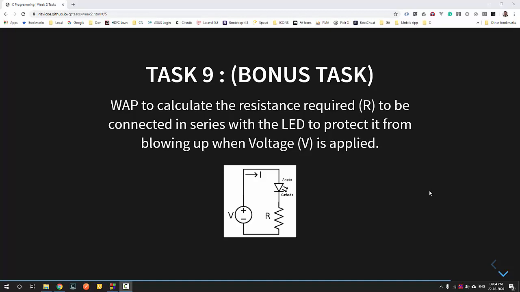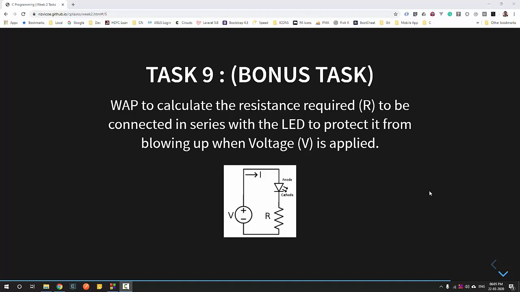electronics engineering where you want to connect an LED to a high voltage source, and you don't want the LED to burn out. So what you usually do is you add a current limiting resistor in series to it. Now our task is to find the value of the resistor based on the input voltage applied. Okay, so this is what we have to find, the value of R, given the user enters the input voltage. So user enters V and we have to find out R.